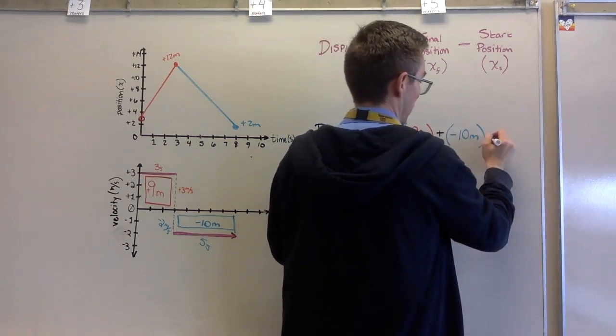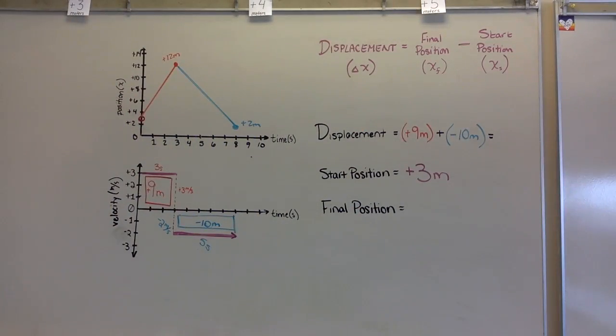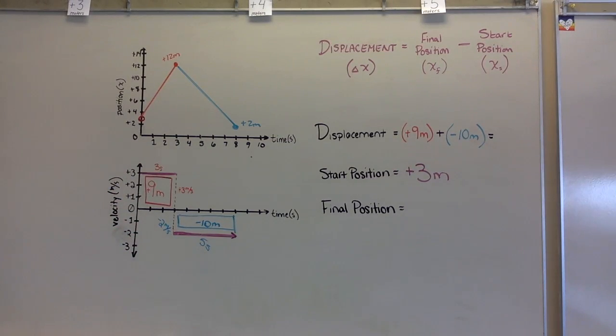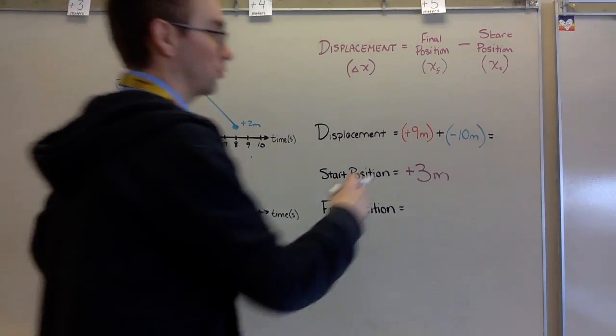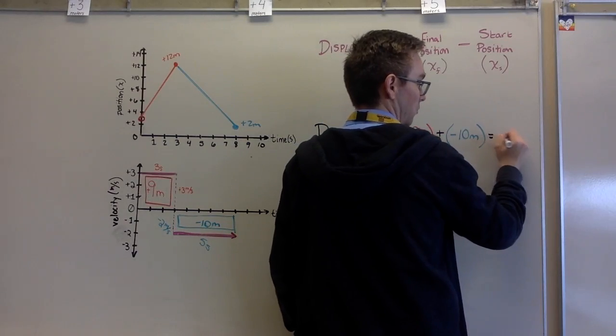All right, so my overall displacement, when I consider the first two parts, the part where I went faster for 3 seconds and the part where I went slower for 5 seconds, if I combine those two together, I'm going to have a total displacement of positive 9 and negative 10 makes negative 1 meters.